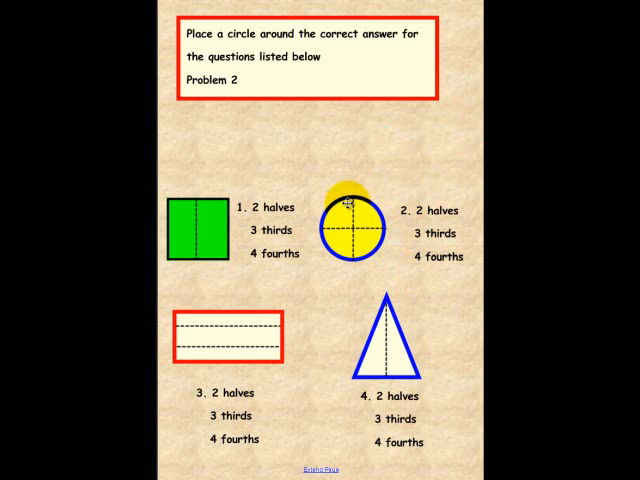Okay, let's see if you have it correct. For the first one, the square is divided into 2 halves. Number 2, the circle is divided up into equal fourths. Number 3, the rectangle is divided up into equal thirds. And number 4, the triangle, is divided up into 2 halves. If you've done the same as we have, outstanding.